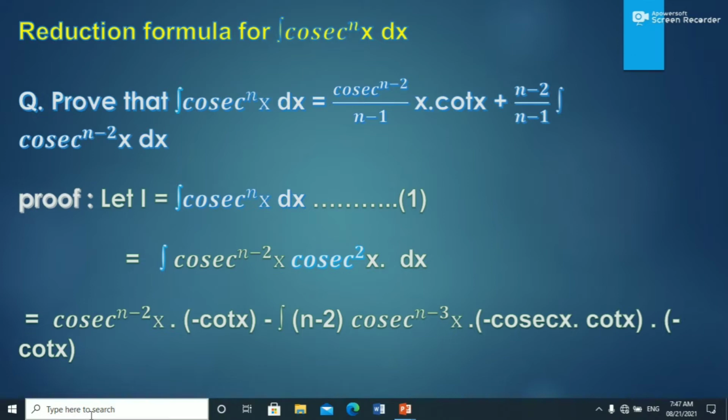Today in this video we are going to discuss the reduction formula for the integral of cosec^n x dx. As you remember, in the last video we discussed the reduction formula for the integral of sec^n x dx.